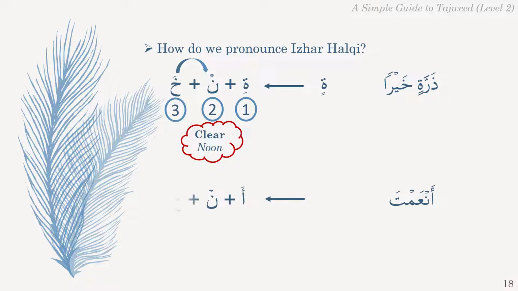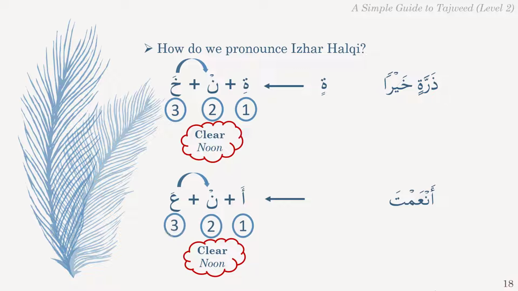In the second example, we have Noon Saakinah with sukoon sign on it. When we check the effect of the following letter on Noon Saakinah, we find that Ain causes the Noon Saakinah to be pronounced clear. So we pronounce the letter Alif before the Noon Saakinah, then we pronounce Noon Saakinah clearly, and then we pronounce letter Ain with Fatha. أنعمت.